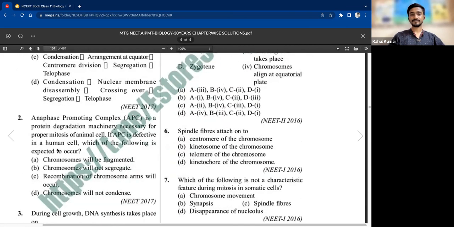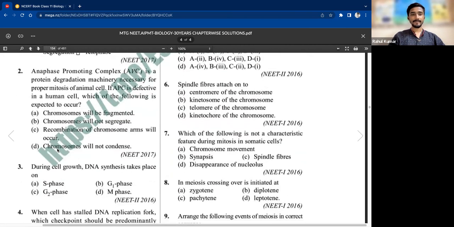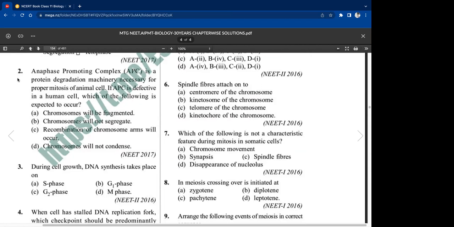Okay, Iram, your turn. Question 2. Anaphase promoting complex is a protein degradation machinery necessary for proper mitosis of animal cell. If APC is defective in human cell, which of the following is expected to occur? A. Chromosomes will be fragmented. B. Chromosomes will not segregate. C. Recombination of chromosome arms will occur. D. Chromosomes will not condense.